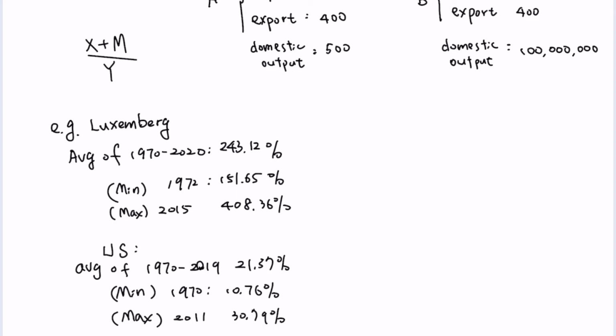How about the US? The average openness of the US is only 21%. The minimum happened in 1970, which is only about 11%. The maximum, which happened in 2011, is only about 31%. So we argue that the US is a relatively less open economy compared with Luxembourg.